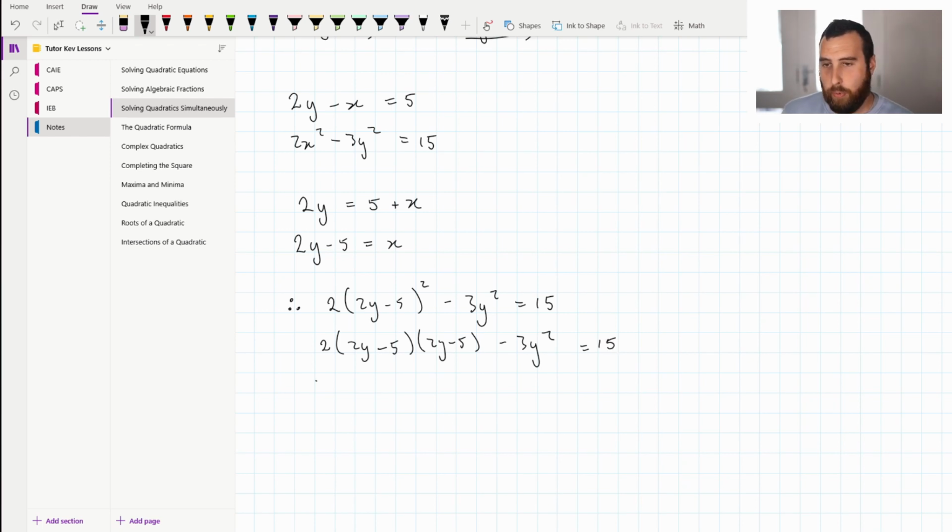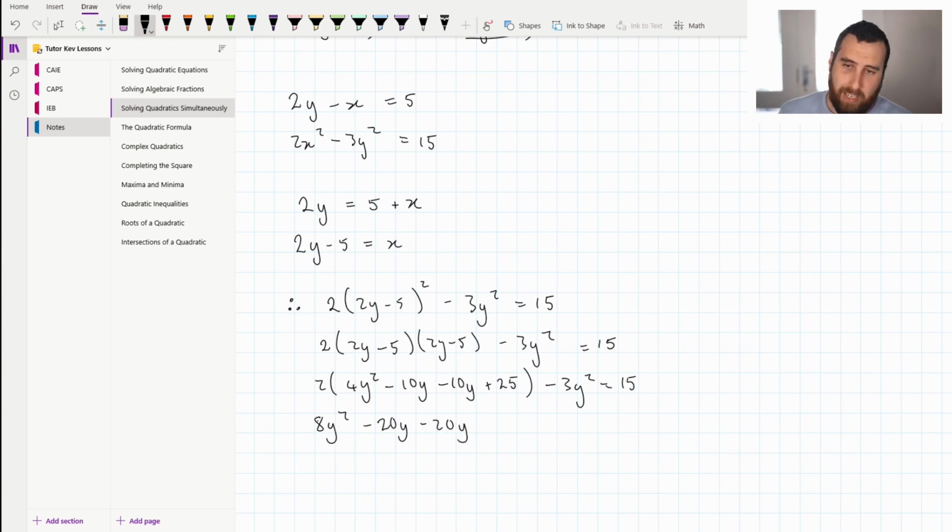Right, from here we FOIL. So we're going to have 4y squared minus 10y plus 25, close bracket, minus 3y squared equals 15. Then we multiply in the 2, so I'm going to get 8y squared minus 20y plus 50 minus 3y squared, and I'm going to take the 15 over as well while I'm at it. So I'm going to get minus 15 equals 0.